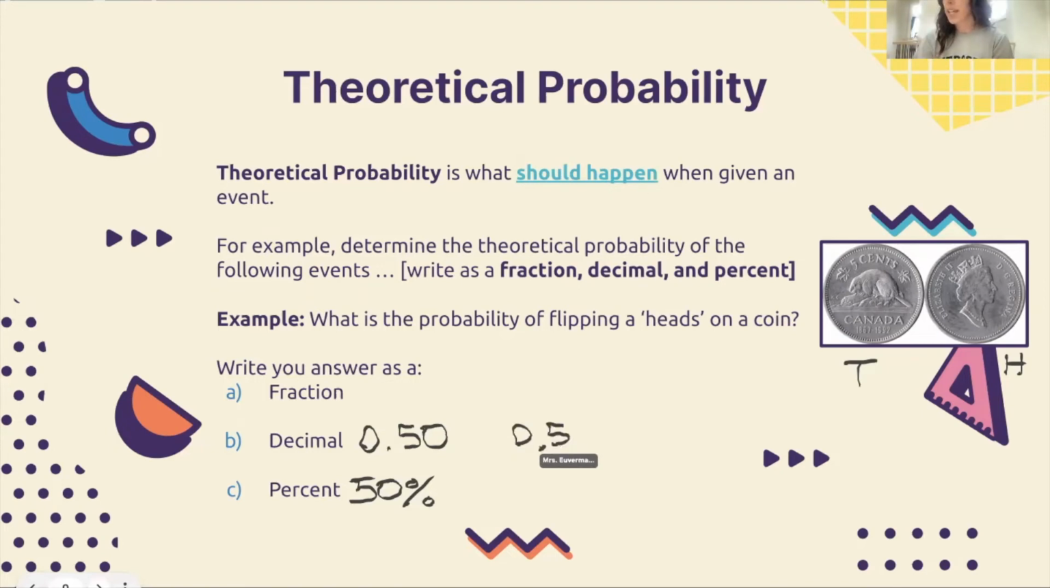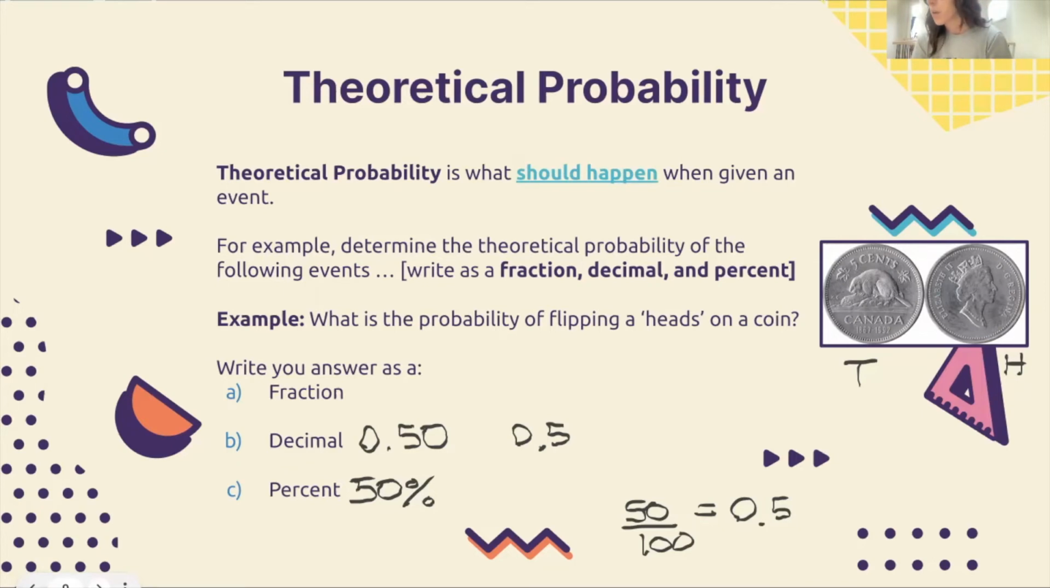Exactly. Good job. Again, when we are converting from percent to decimal, we write it over 100 and then we reduce. 50 divided by 100 is 0.5. Exactly. All right. Then when we want to write this as a fraction, we can go ahead.